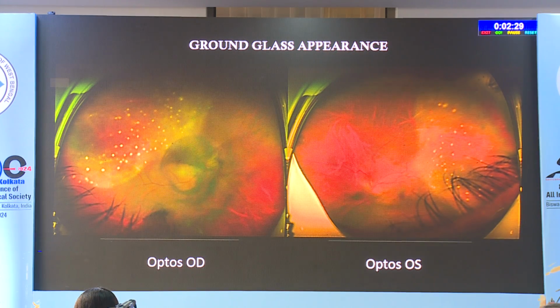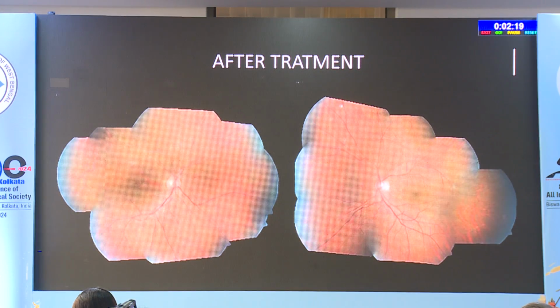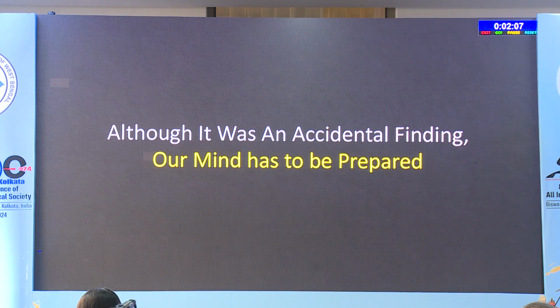When you look at the fundus, we can see sub-internal limiting membrane deposits with a ground-glass appearance. It was RPR and TPHA positive and treated with injection benzathine penicillin. And look at the picture, the whole thing disappears, with complete resolution. As I told, this is also a curable disease. It's so gratifying to give that anti-syphilitic treatment and get the vision back. Although it was an accidental finding, our mind has to be prepared.